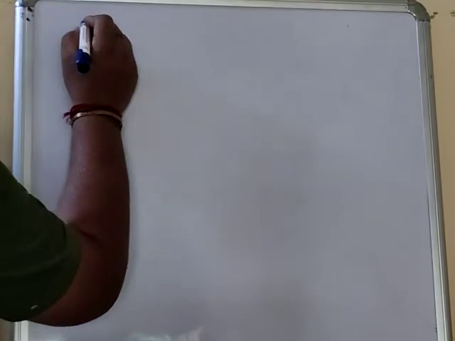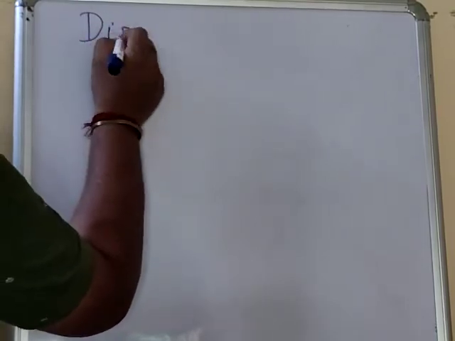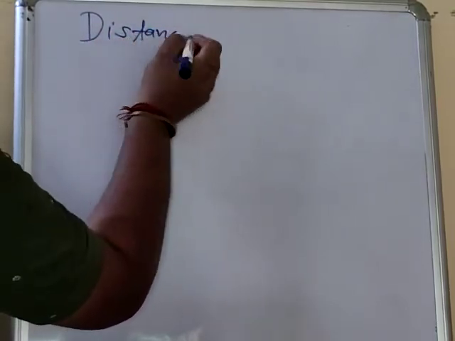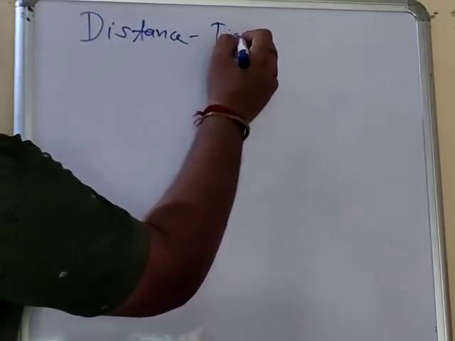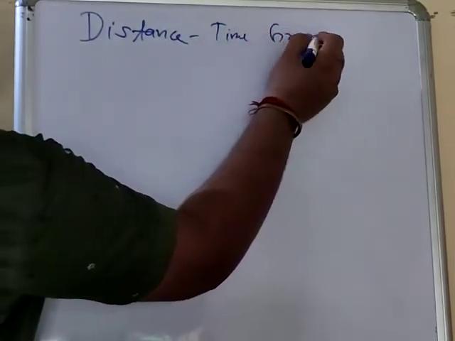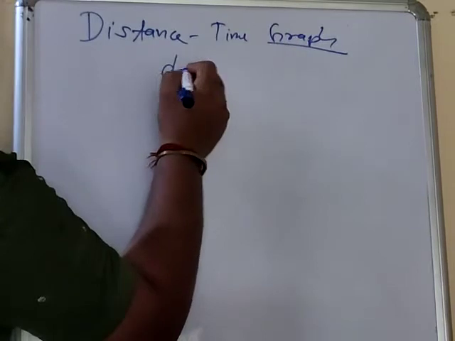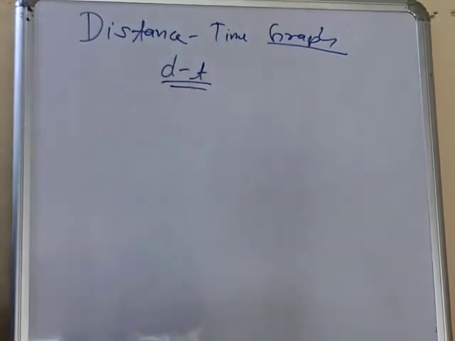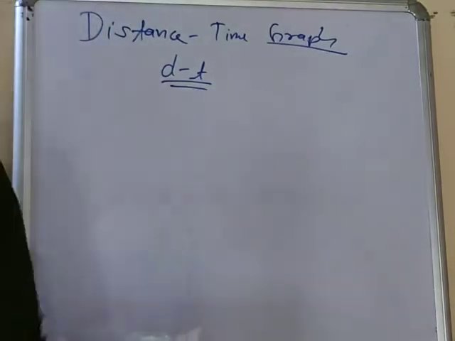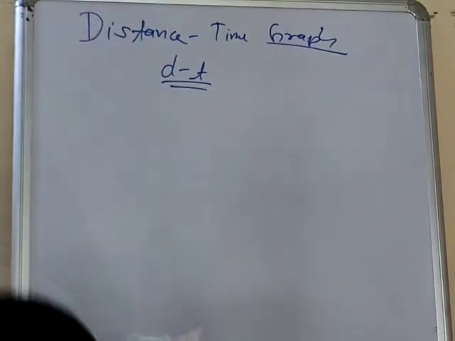Topic is graphical representation of motion. So the first type of graph is the distance time graph. In distance time graph there will be two types of graph. First for uniform motion and second for non-uniform motion. So first we will see uniform motion.